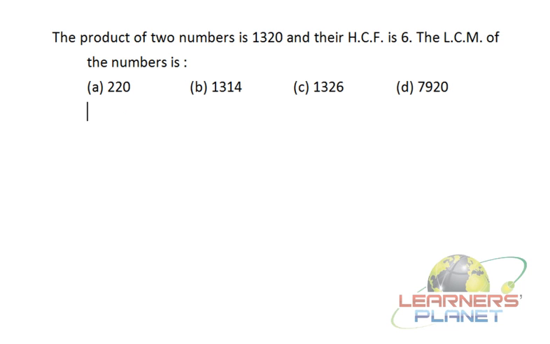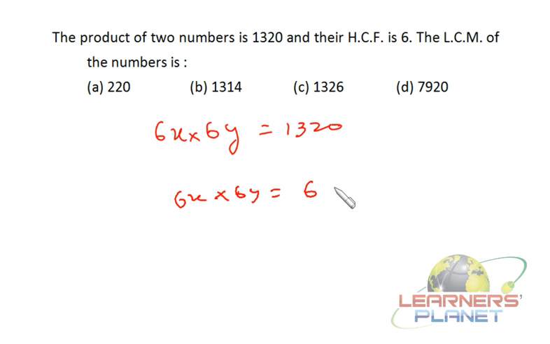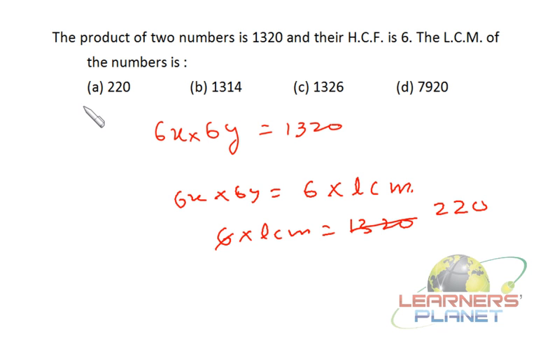Now in this case, the product of two numbers is 1320 and their HCF is 6. We have to find out their LCM. Now the numbers are 6x and 6y and their product is 1320. Now 6x into 6y, that is product of the numbers, is equal to their HCF into LCM. That is HCF is 6 and LCM we have to find out. That means 6 into LCM is equal to 1320. So LCM will be 220, 6 2s are 12, 1 2 2 0. So this is the correct choice.